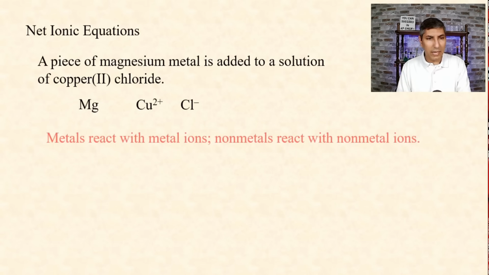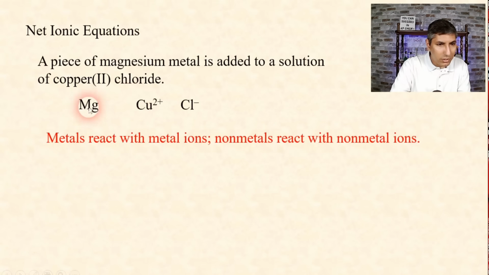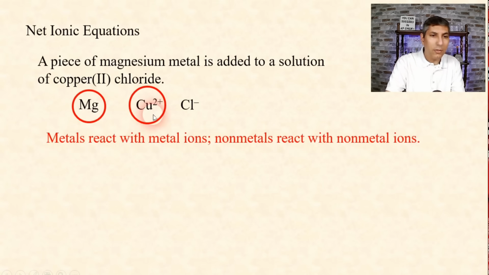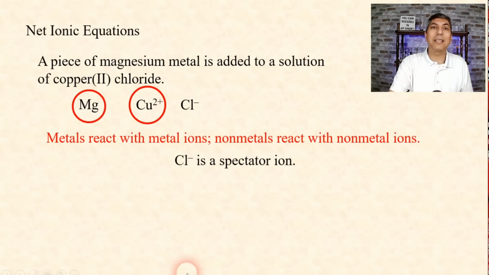And we need to understand that metals generally react with metal ions, and nonmetals generally react with nonmetal ions. And so here we have a metal, which is magnesium, reacting with a metal ion, which is copper 2+. So what's the chloride doing there? Well, the answer is it's not doing anything. Chloride is the spectator ion. It's just sitting there looking on like a spectator, basically. So it's not going to be included in the net ionic equation.